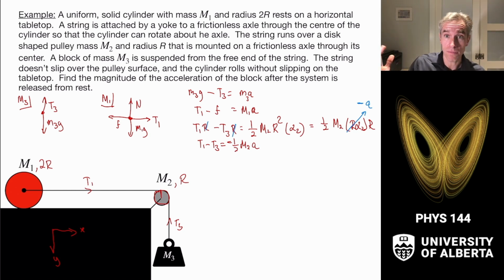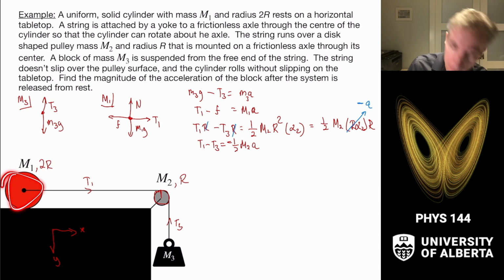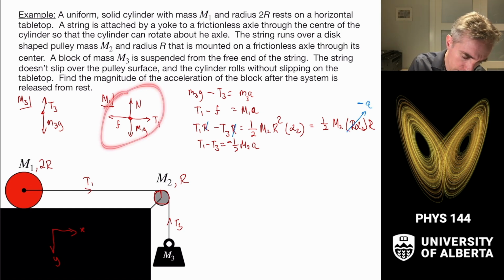Okay, looking good. We've done a force problem, and we have 3 equations. 1, 2, 3. And we have 4 unknowns: 2 tensions, the friction force, and the acceleration. So we need another equation, and it's going to come from the torques on the first object over here. So we set this up, and we say, okay, the torques on this system are from each of the 4 forces that are shown here.